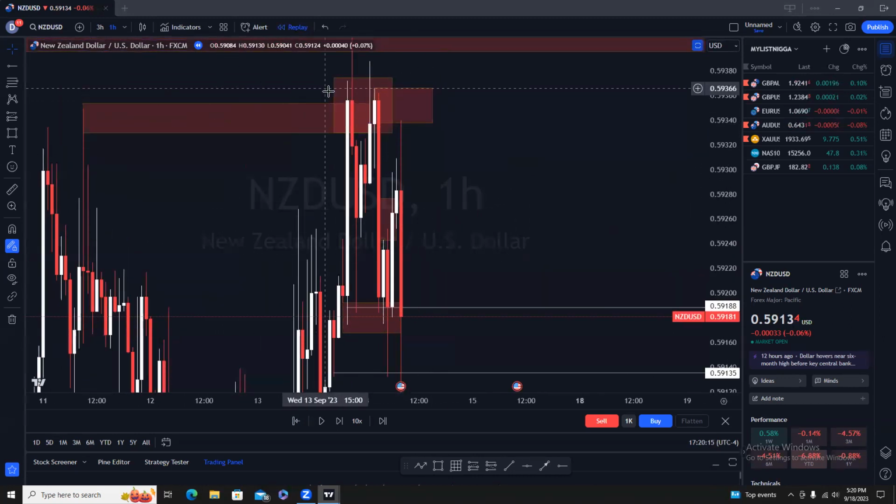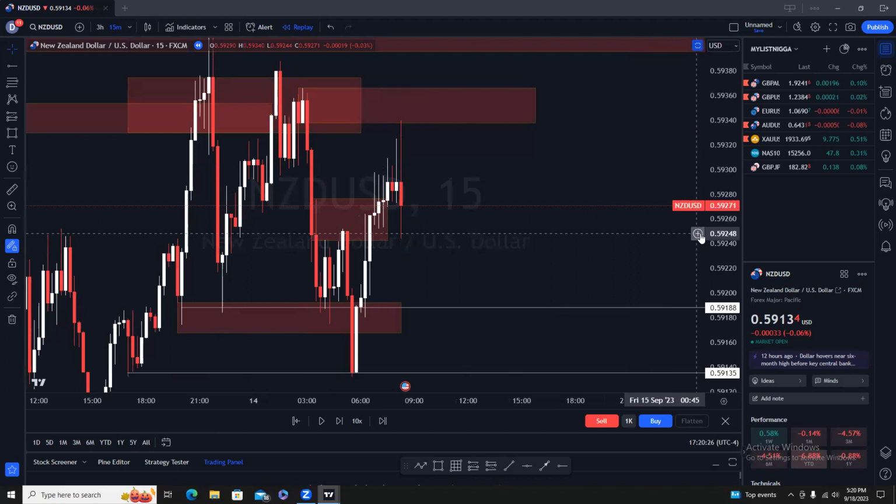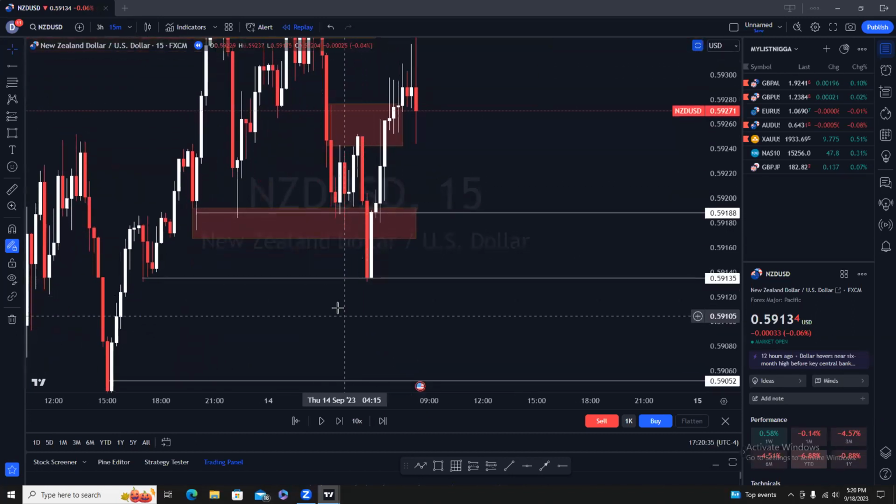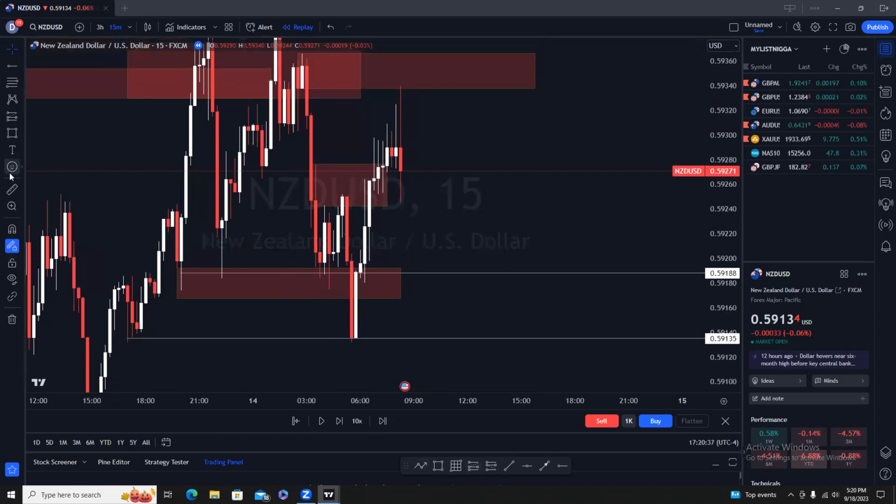Since we know that this is a resistance and it's been sold off from multiple times, we can go to the 15-minute or 5-minute and look for a supply. In this case, we went to the 15-minute, we have supply. We made a new low, a new higher low and a new lower low. So now we are confirmed in the downtrend.